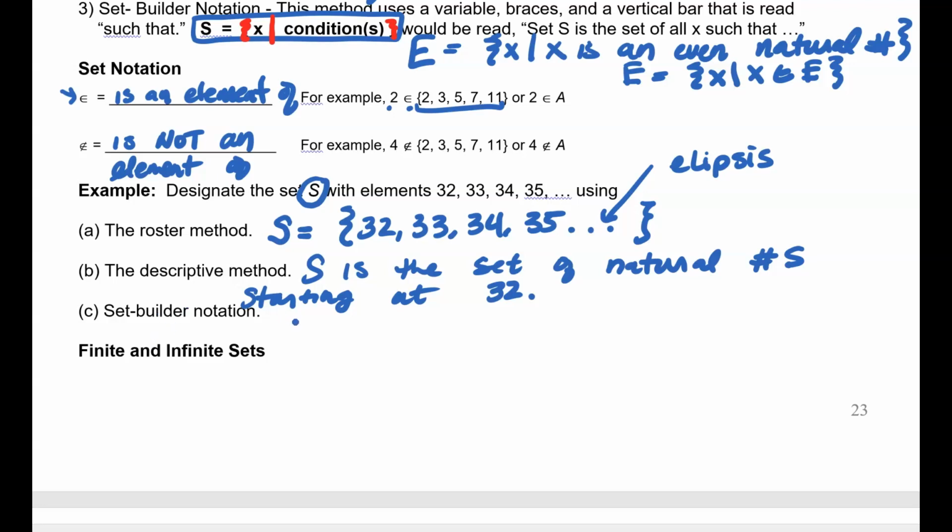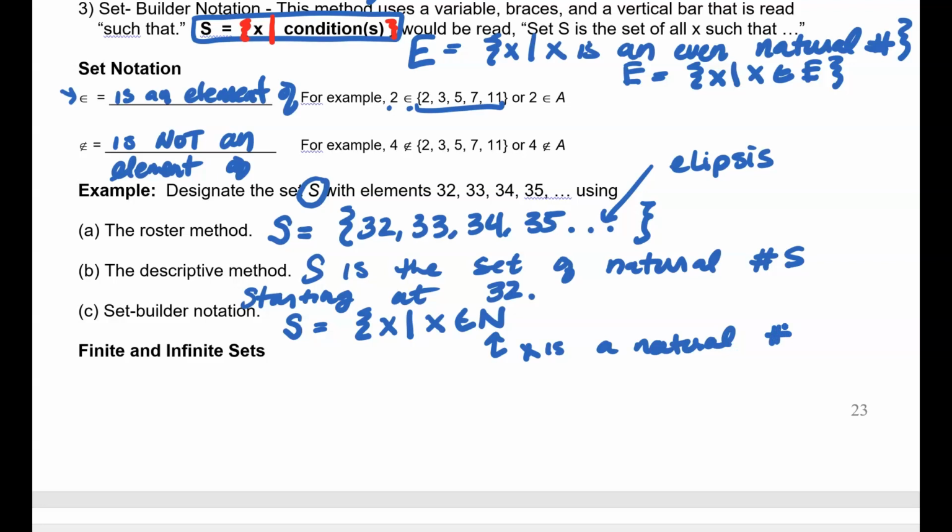Set builder notation. I'm going to start with S equals curly bracket and x, a vertical line. So I always start with this part. And then I describe what x is. So I'm going to say x is an element of N. Remember, that just means x is a natural number.